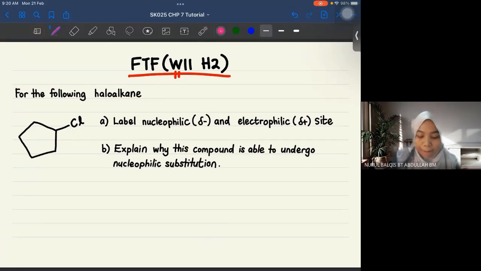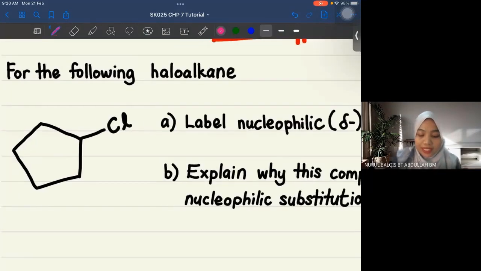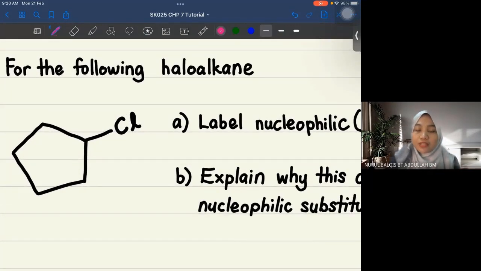Okay, so yang paling penting sekali, awak kena label sebab dengan labeling partially positive, partially negative lah yang kita akan tahu ini adalah haloalkene, berbeza dengan alkene biasa. So dalam mekanisme apa sekalipun, start dengan labeling the partially positive and partially negative.